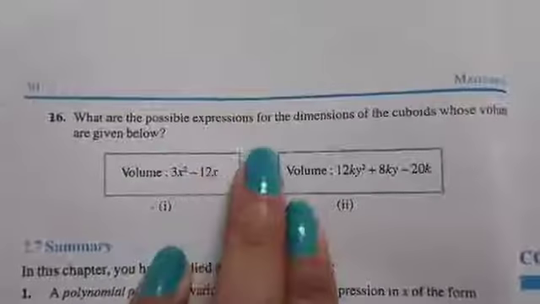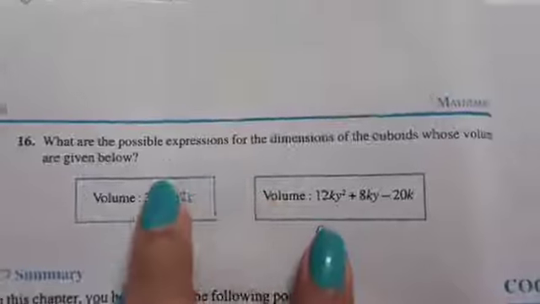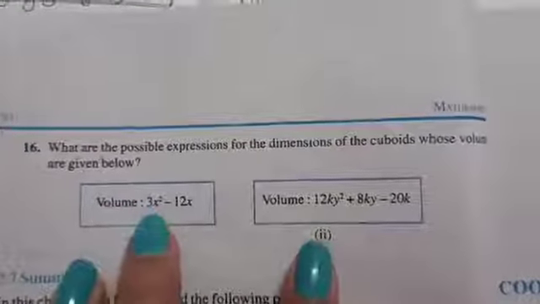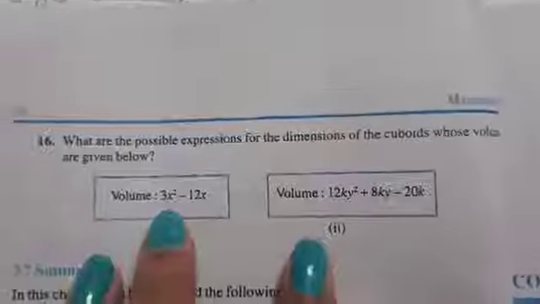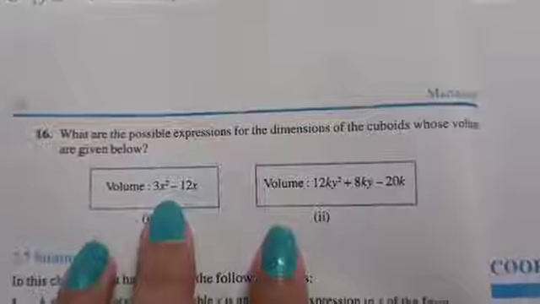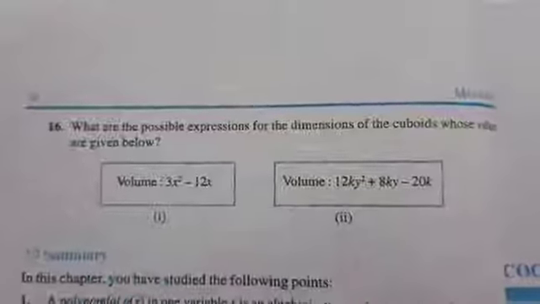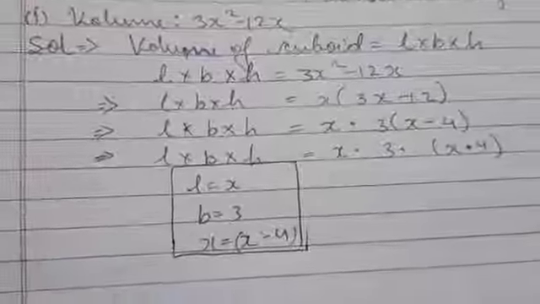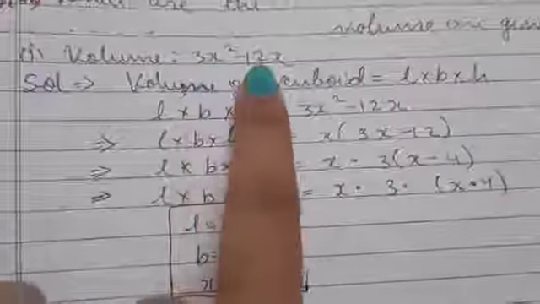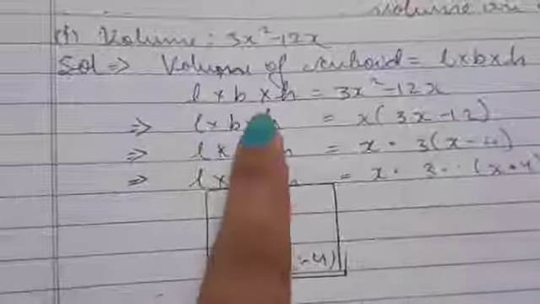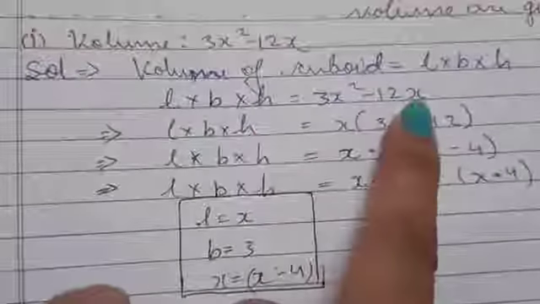What are the possible expressions for the dimensions of cuboids whose volumes are given below? And we know the volume of a cuboid is length into breadth into height. Means for these expressions of volume, we will have three factors. One will be length, one will be breadth, and one will be height. We have taken the first one here. The first is 3x square minus 12x. Volume of a cuboid is L into B into H. So L into B into H will be equal to 3x square minus 12x.